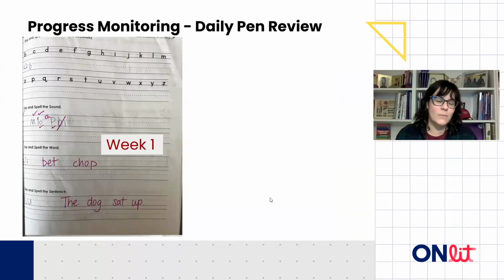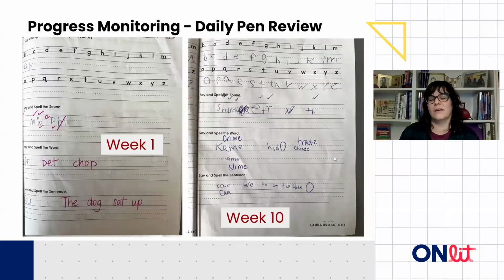Here's another one, week 1. Again, the alphabet fluency is not really there. Some of the sounds are coming, no real concept of how to write a word, and no real concept of how to write a sentence. And here's that same student in week 10. We've got the entire alphabet. We've got all of the sounds that I said, making really great progress on that magic E, and really great progress on that sentence.